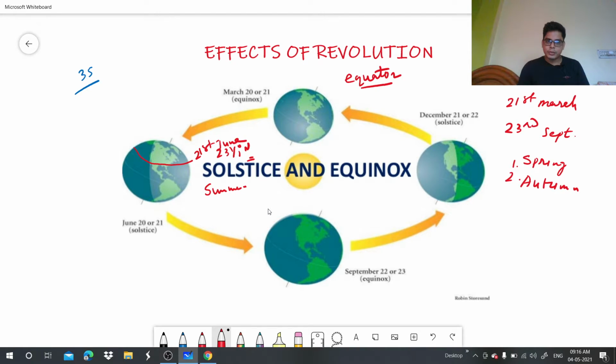That is something we have to memorize and understand in a better way: this is the equator, and after that, 23.5 degrees. In the northern hemisphere there will be longer days and shorter nights. In the southern hemisphere there will be shorter days and longer nights. That is also a seasonal change. Why does this happen? Because of the revolution of the earth.